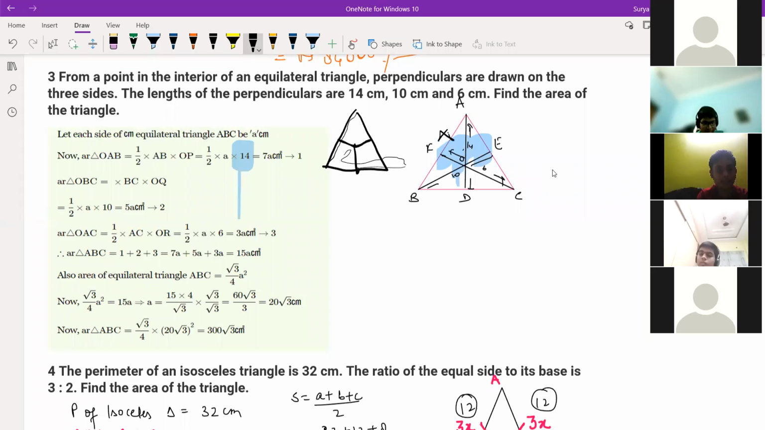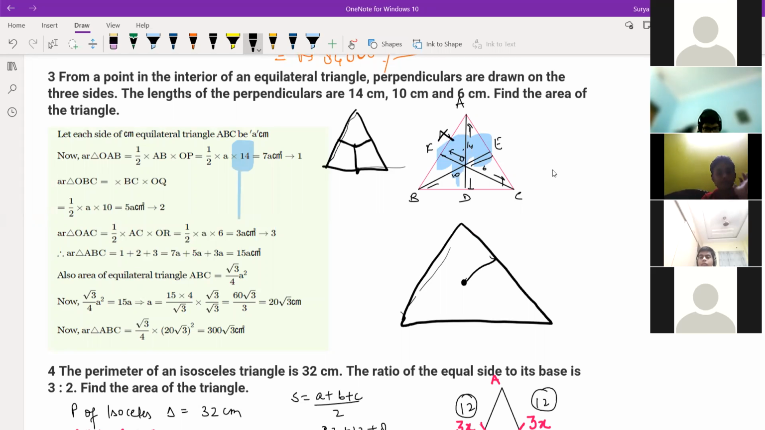Understood? See what they've given in the question. Children, try to understand what they've given here. The question is not like this. See, this is your triangle, right? They have given here: from a point in the interior of an equilateral triangle. Interior means inside this equilateral triangle, this point, right? From this point you are drawing the perpendiculars. Understood what I'm saying? Yeah, sir. From this point we have drawn this. Got it? So this part is completely wrong, because here the perpendicular is drawn from A to D.